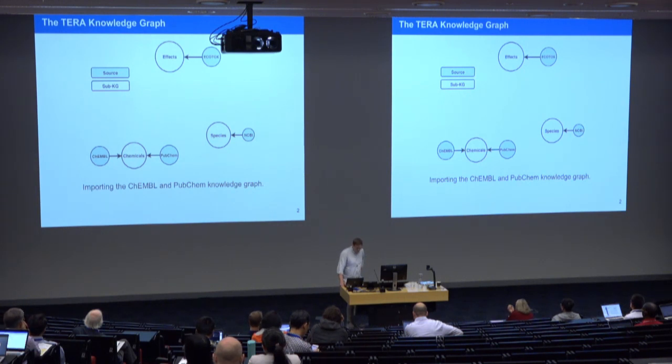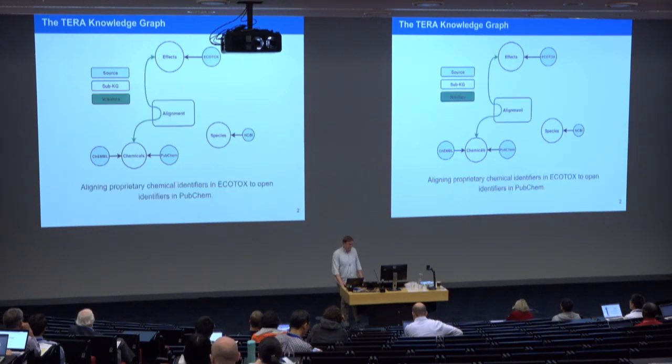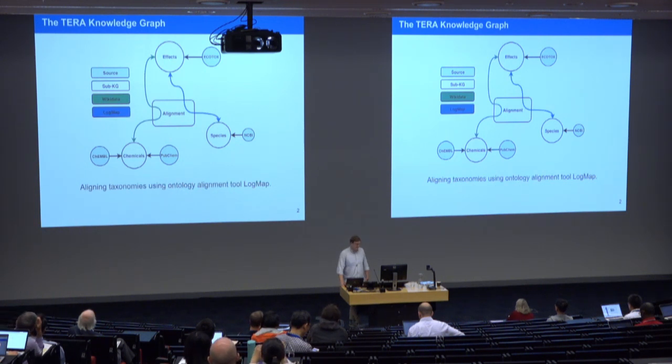And then finally, to gather chemical classifications and features, we use the ChEBI database and the PubChem database. And then the Ecotox database uses proprietary chemical identifiers, so we need to align them to the chemical data we gather. We do this through Wikidata. We're lucky enough that Wikidata has this alignment. And then the effects also need to be aligned with the species database, which we use LogMap for, which gave us a recall of about 100 percent on the few test cases we were able to gather from the literature.